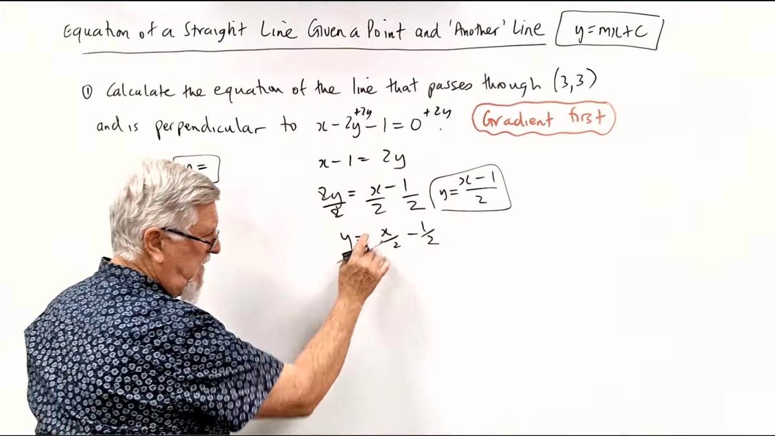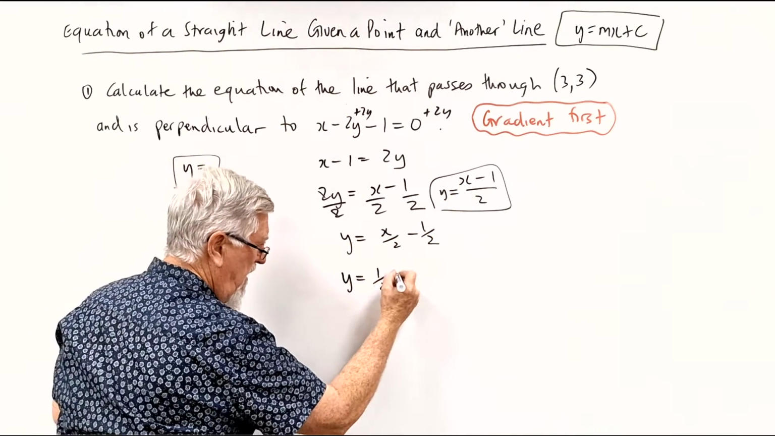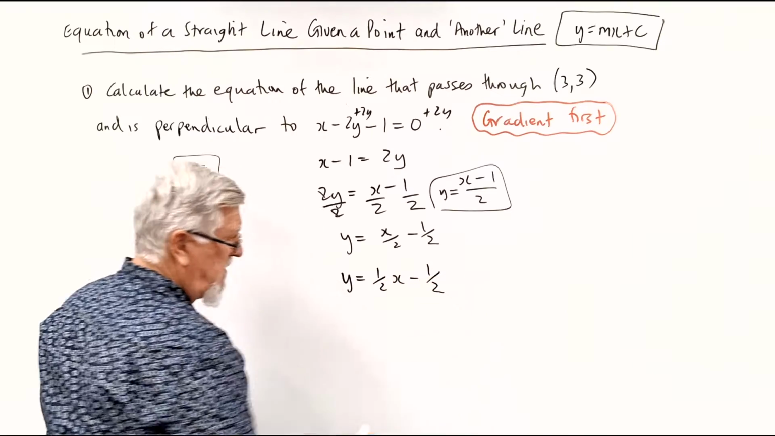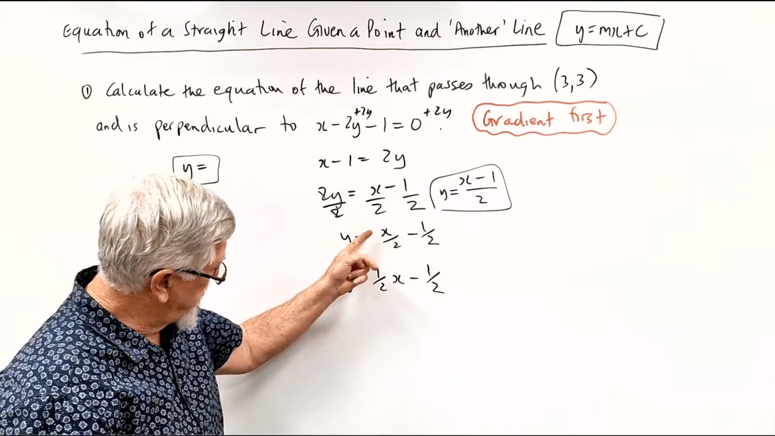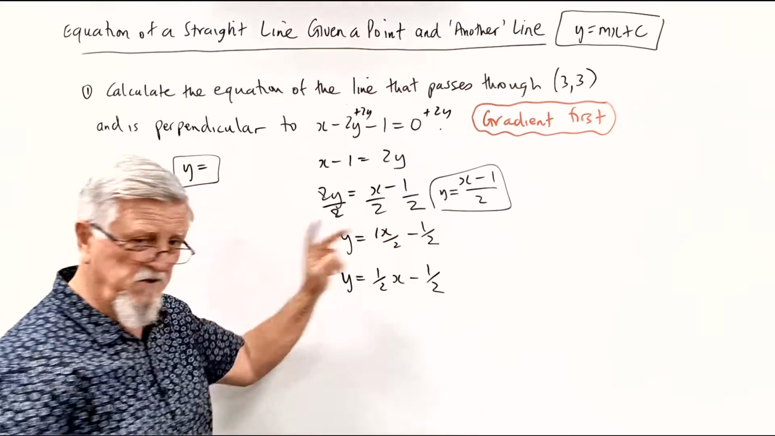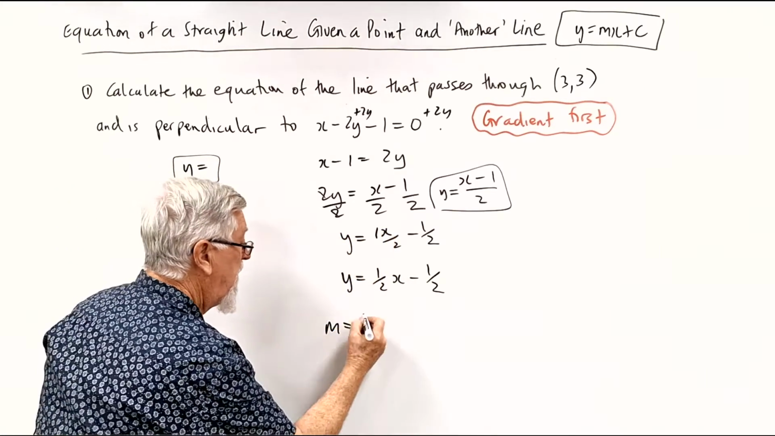That's the same as this one here being written as a half of x minus a half. So whenever you've got a fraction, there's really a 1 there. So there's your fraction of a half. So we've got a gradient of a half.